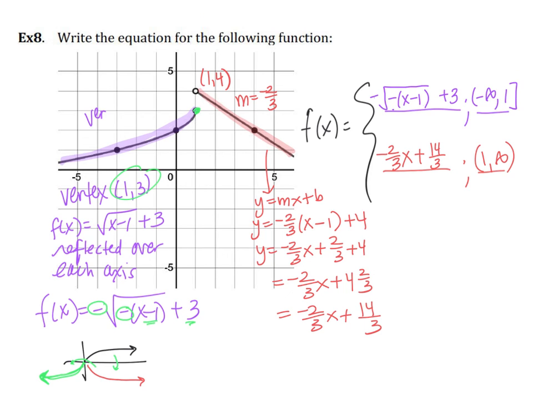So my purple portion was the negative square root of the negative quantity of x minus 1 and then plus 3. And of course, that went from -infinity to 1 inclusive because that was a closed circle up here. So if you decided to write that as -x plus 1 plus 3, that's fine. It didn't really matter, just as long as you know there was a double reflection there.